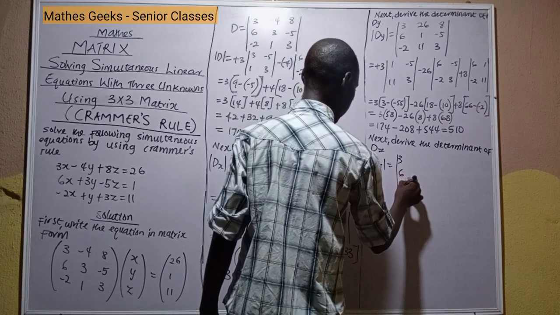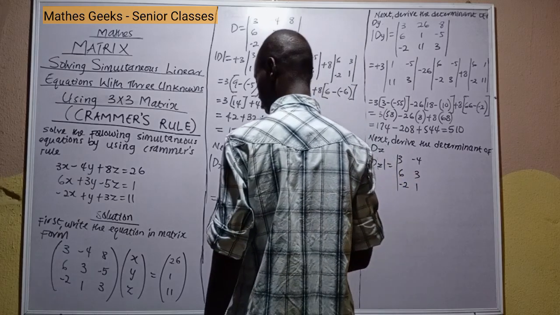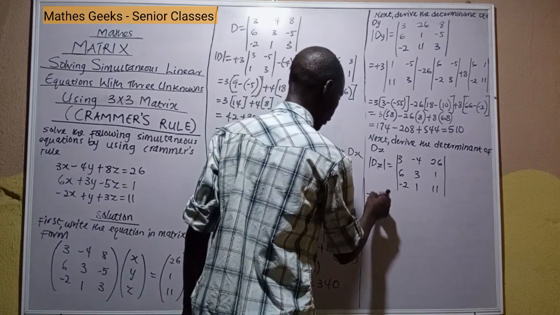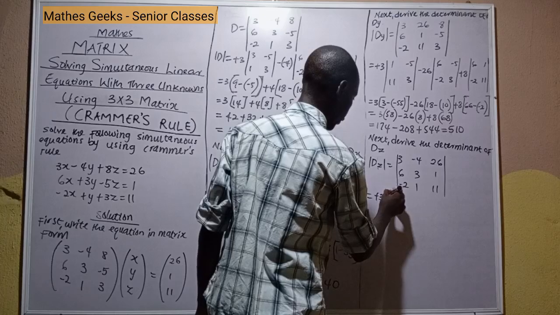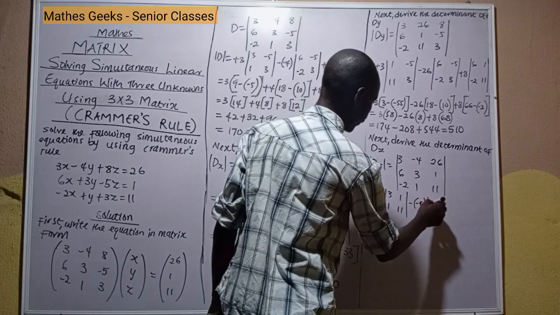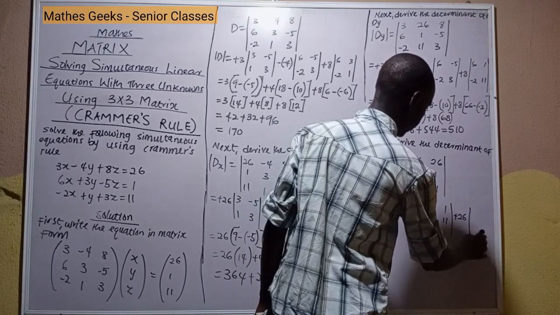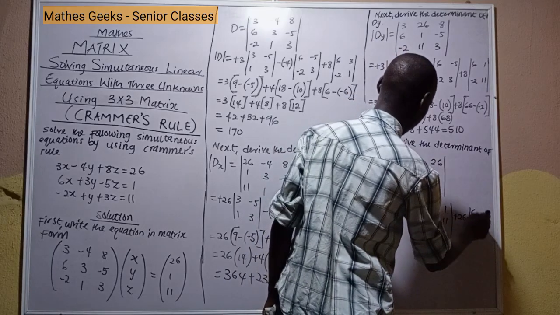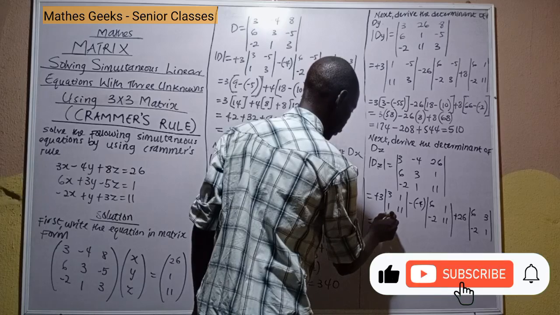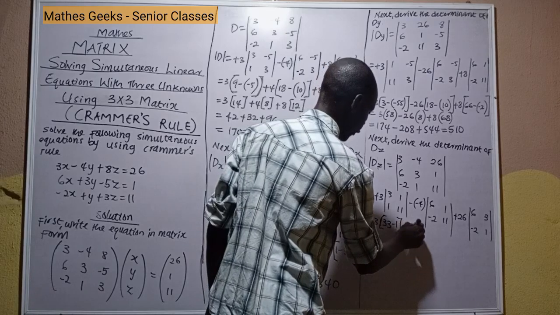36 minus 2 minus 4 minus 4 3 1 then 26 1 11, this is plus 3, 3 1 1 11 minus 4, 6 minus 2 1 11 plus 26 6 minus 2 3 1, 2, 33 minus 1 plus 4.